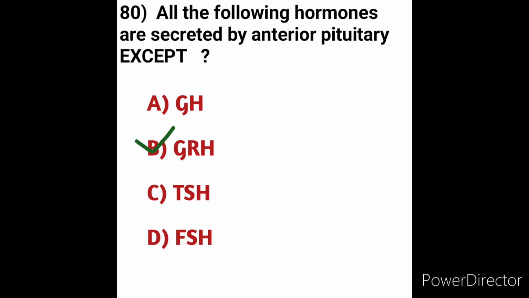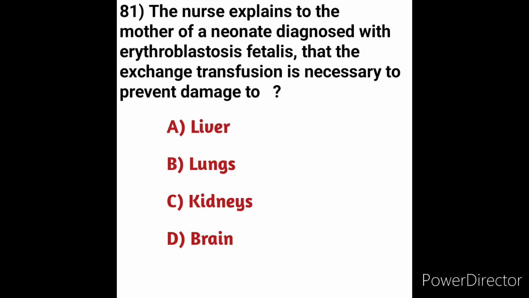Next we will move on to question number 81. The nurse explains to the mother of a neonate diagnosed with erythroblastosis fetalis that the exchange transfusion is necessary to prevent damage to which organ? We will see the options. Option A, liver. Option B, lungs. Option C, kidneys. And option D, brain.